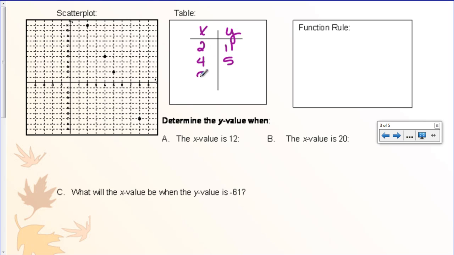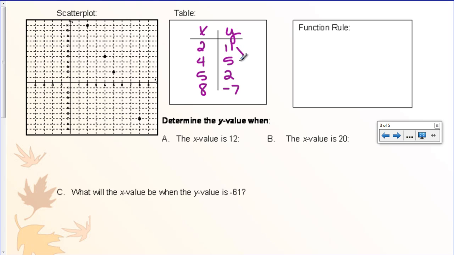This one, the x-coordinate is 5, and the y-coordinate is 2. And then the last one down here, the x-coordinate is 8, and the y-coordinate is -7, because it's way down here. So now I've got to first figure out my rule.